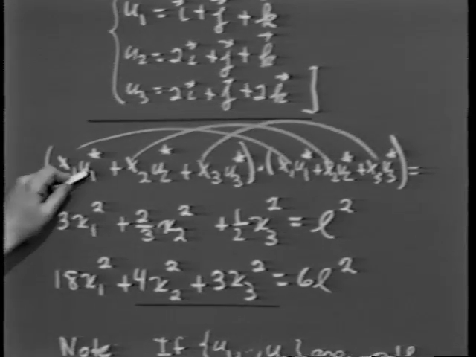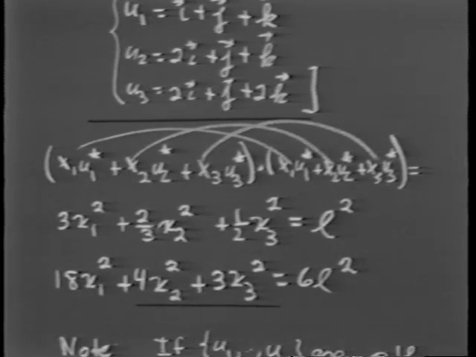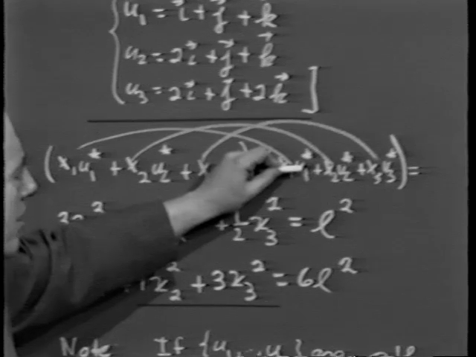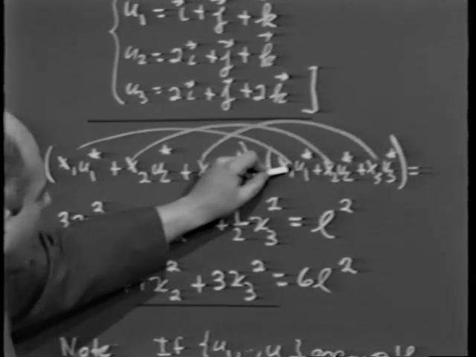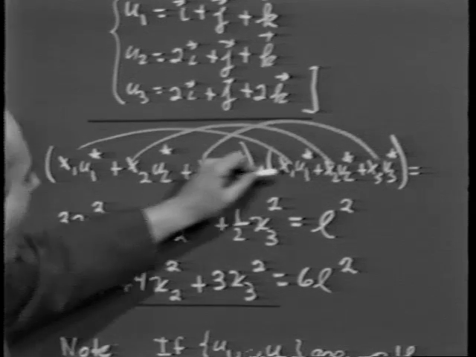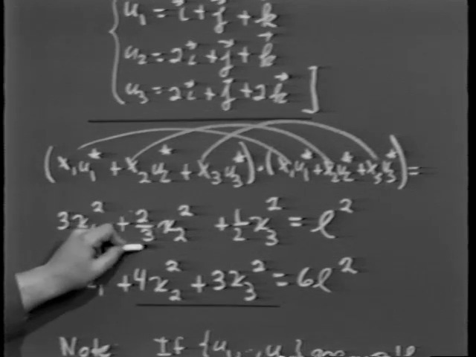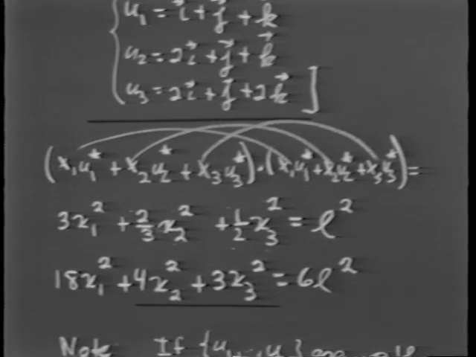If I dot u1 star with a term involving u2 star or u3 star, that will be 0 by orthogonality. If I didn't have an orthogonal basis, I couldn't neglect those terms. So for example, to dot a vector with itself, in this particular example using u1 star, u2 star, and u3 star as a basis, what I wind up with is x1 squared times u1 star dot u1 star, which is 3, and so on, meaning 3x1 squared plus 2/3 x2 squared plus 1/2 x3 squared, which is the square of the length of the vector that I'm looking for.